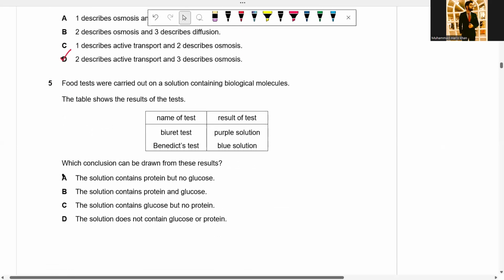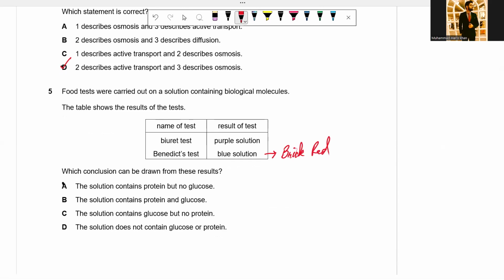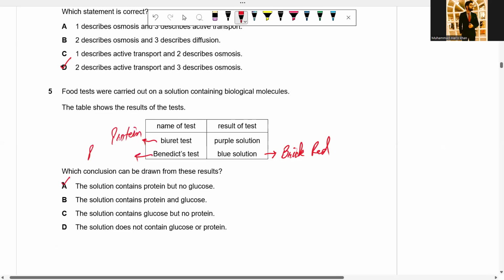Question number 5. Food tests were carried out on a solution containing biological molecules. The table shows the result of the tests, Biuret test and Benedict test. The end result when the Benedict test is positive is a brick red precipitate. But here it is a blue solution. It means it is negative, and Benedict test is for reducing sugars. And for the Biuret test, the positive result shows a purple solution. So the answer will be A, as it contains protein. Biuret test is for protein, and the Benedict test is for reducing sugar.